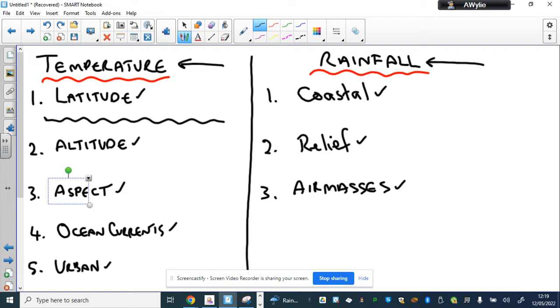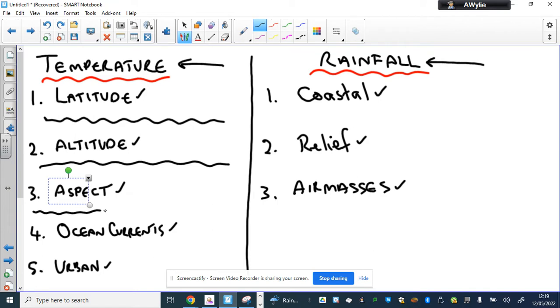Now, altitude. Hopefully you've written something here about altitude. Did you tell me that altitude is to do with how high above sea level you are, and the higher up you are, the colder it will be? Therefore, areas that are mountainous will be colder. That would be your altitude explanation.